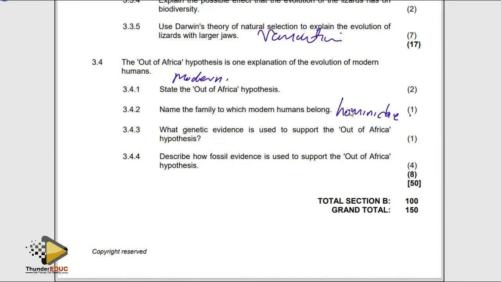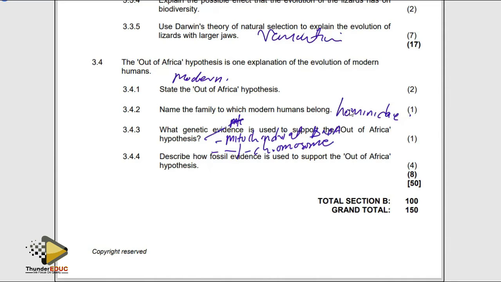They're asking which genetic evidence is used to support the out of Africa hypothesis. We have two genetic evidences, but we only teach one. We have mitochondrial DNA and the Y chromosome. But now we don't talk about the mitochondria or the Y chromosome. Only the mitochondrial DNA is now in the syllabus, the curriculum. So the evidence we give you here is mitochondrial DNA.